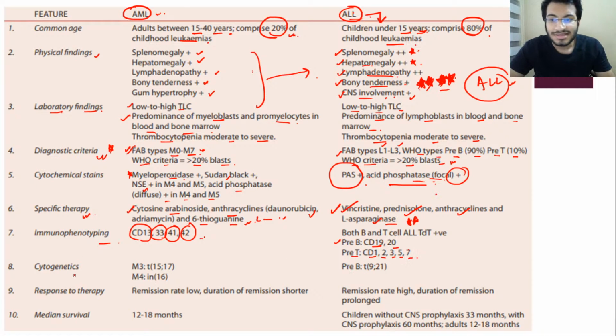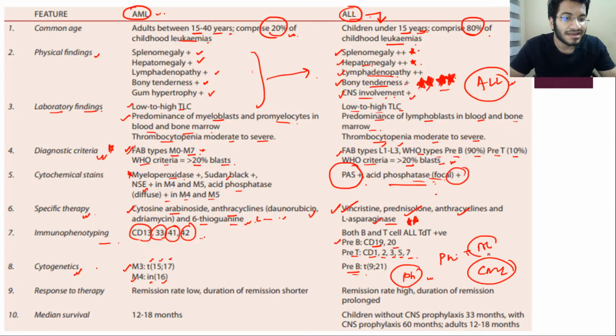And in cytogenetics, in M3 it is t(15;17) and in M4 inversion 16. And here you can find the Philadelphia chromosome, like you find in CML, and you will say Philadelphia positive ALL, right? If you find the Philadelphia chromosome or if you find t(9;21), then you will say Philadelphia positive ALL.